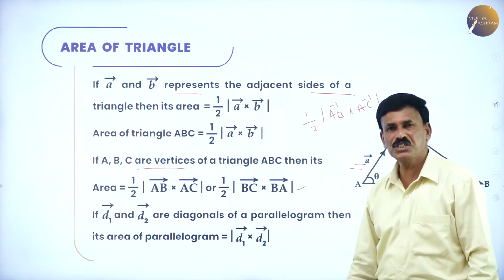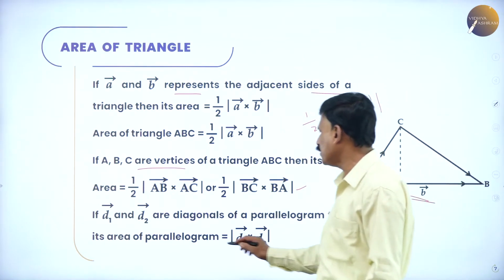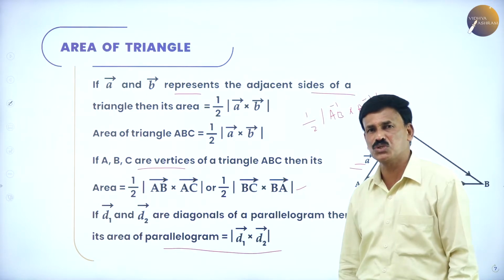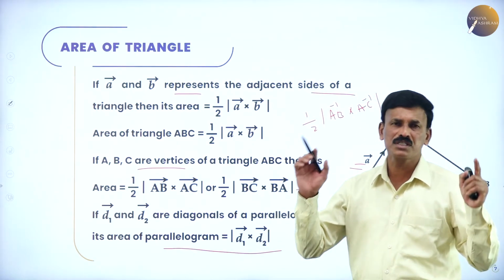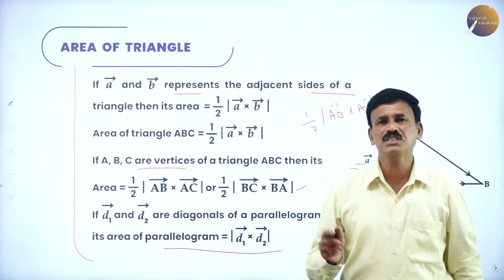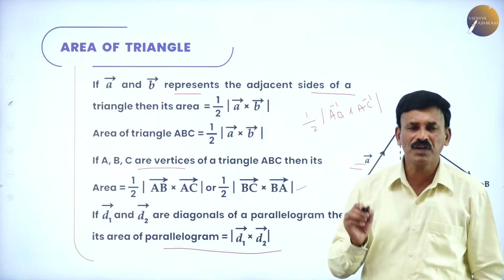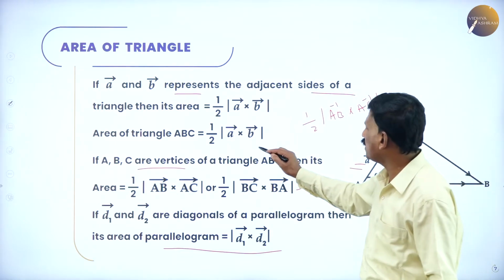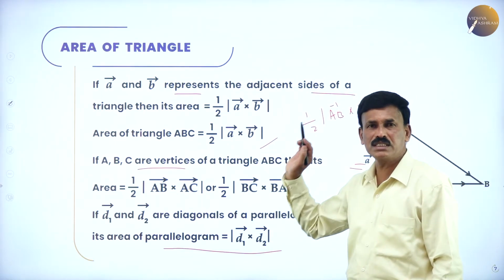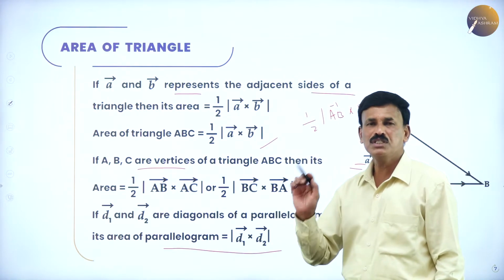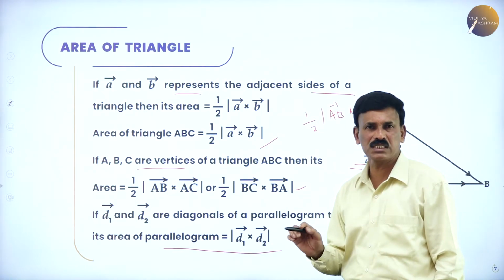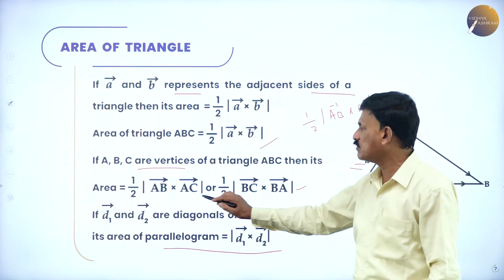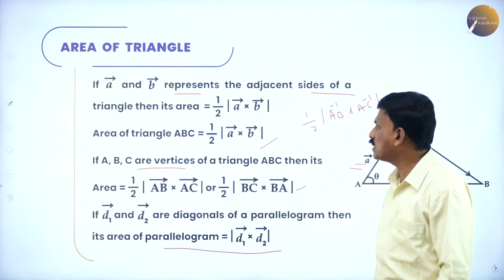Now, if D1 and D2 are the diagonals of a parallelogram, then the area of a parallelogram is length of D1 cross D2. This is a very important concept. So, the area of a triangle formed by the vectors A and B as the adjacent sides is given by half into length of A cross B, where A and B are the adjacent sides of a triangle. If A, B, C are the vertices of a triangle, then the area of the triangle formed by these three vertices is given by half into length of AB cross AC.